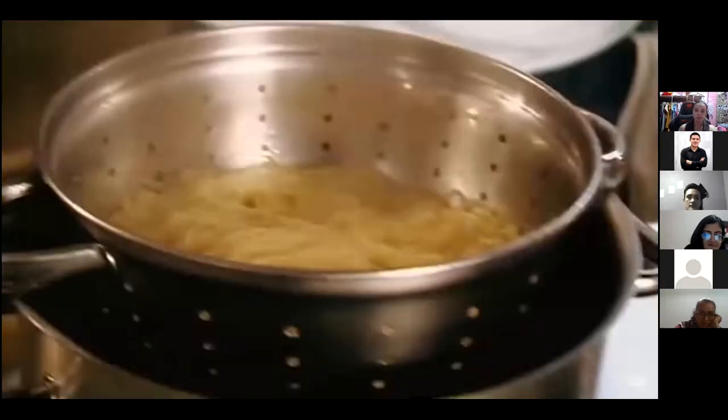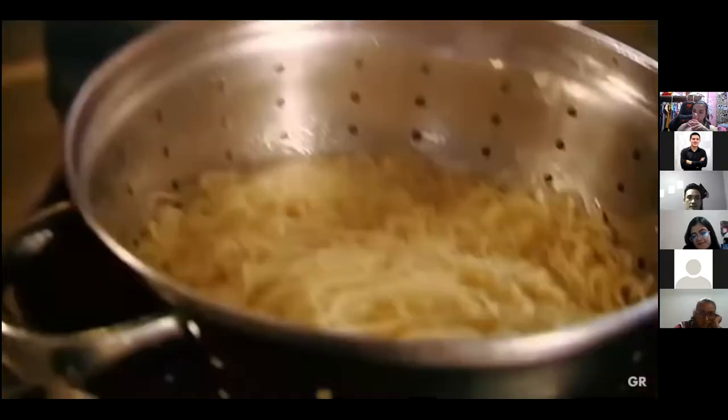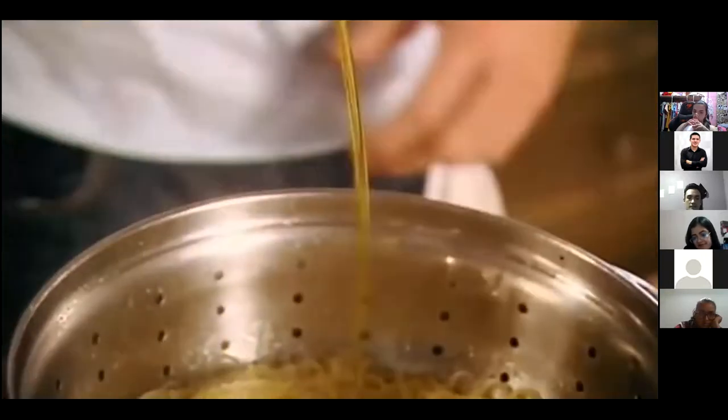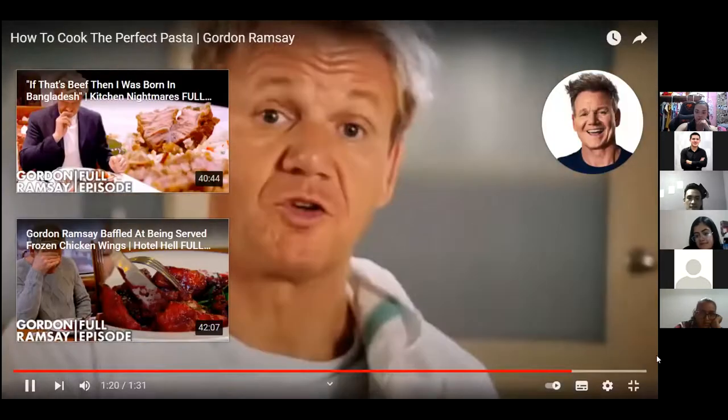Definitely not crunchy. And then, into a colander, drain the pasta, a light seasoning, salt and pepper, a tablespoon of olive oil. Mix that through. That stops it from sticking together. And look, there you go. Beautiful pasta, al dente. Cooked perfect.